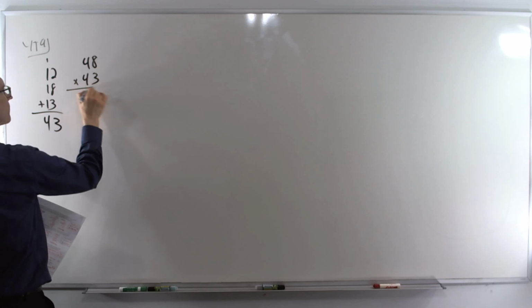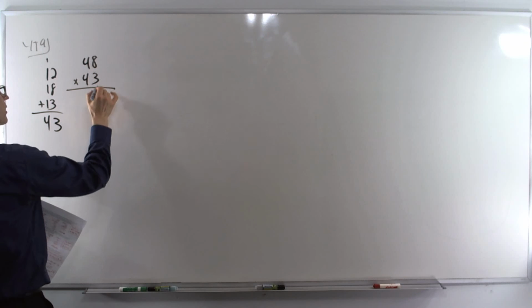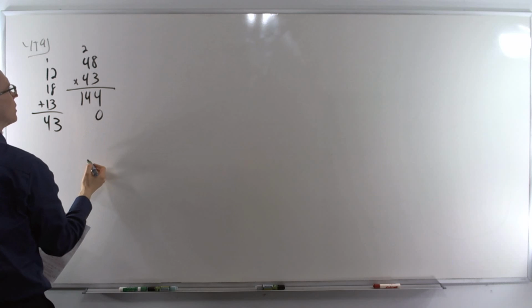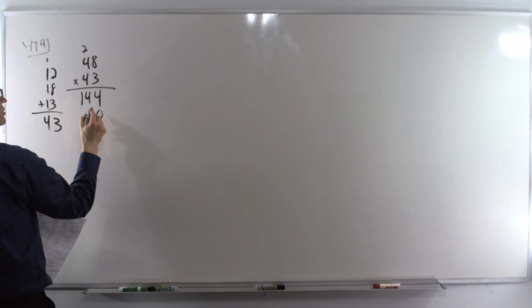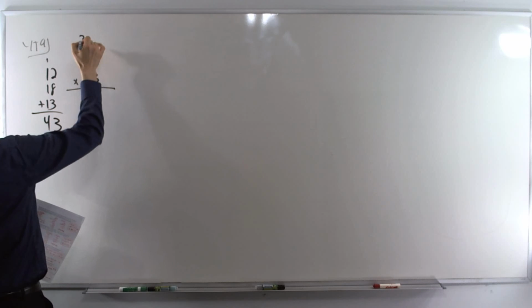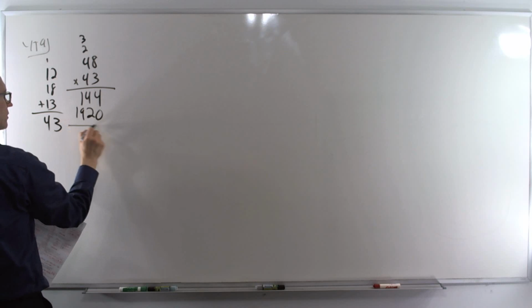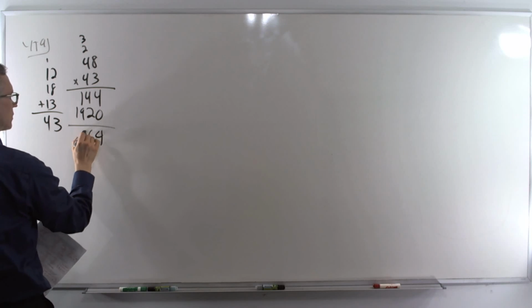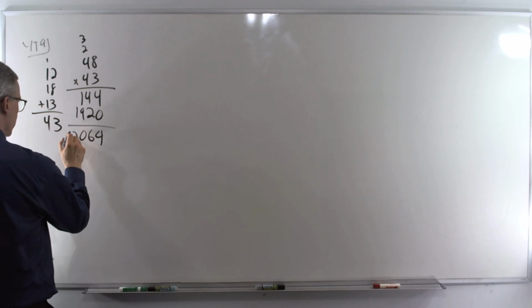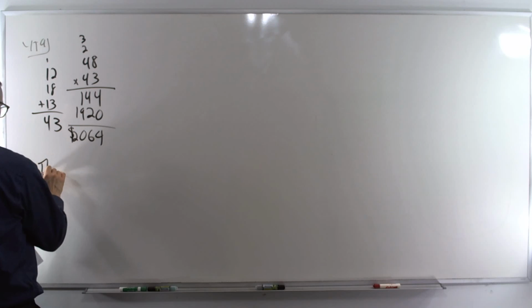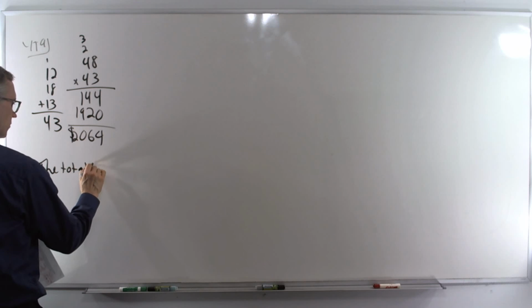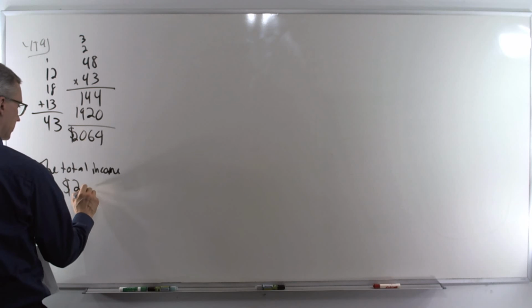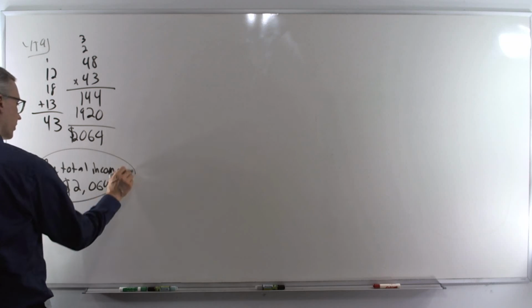48 times 43. 8 times 3, 24, carry the 2. 4 times 3 is 12, plus 2 is 14. And here we got 8 times 4 is 32, carry the 3. 4 times 4 is 16, plus 3 is 19. Add those together, we got 2064. So the total income is $2,064.